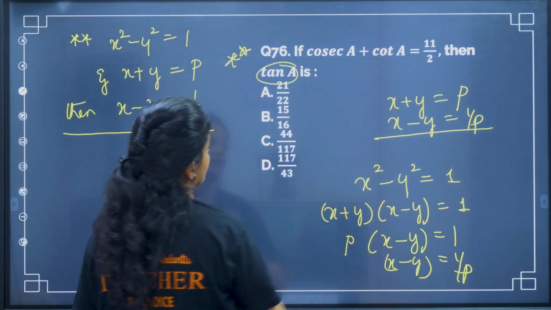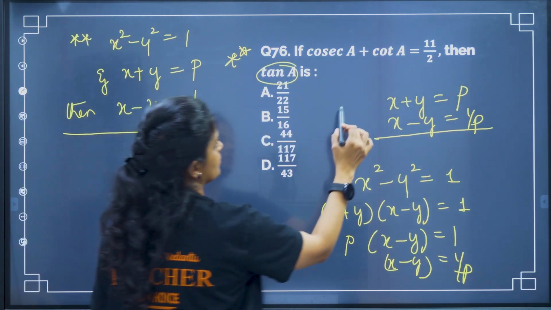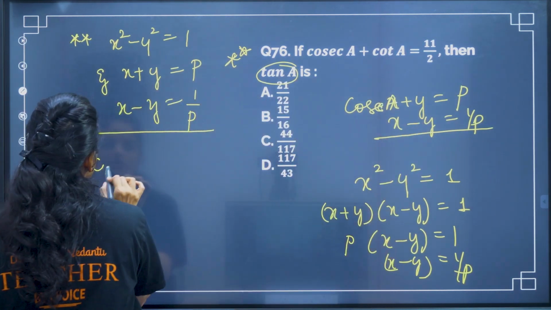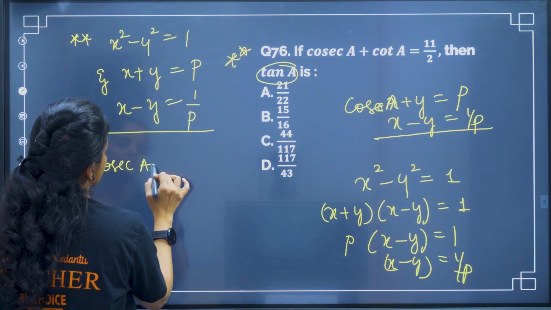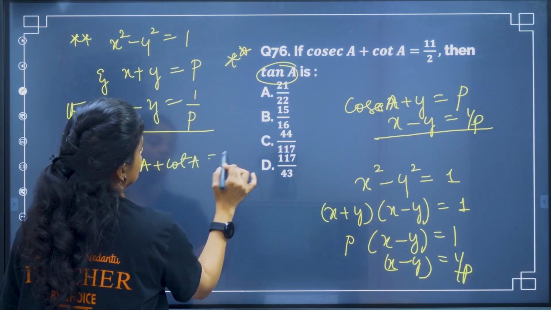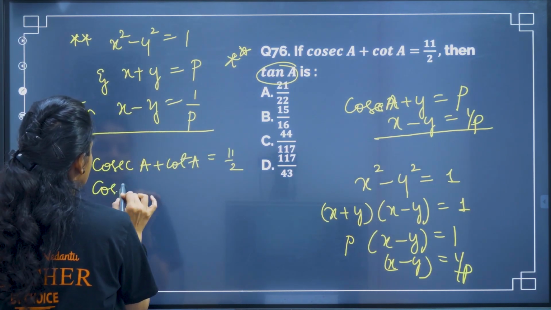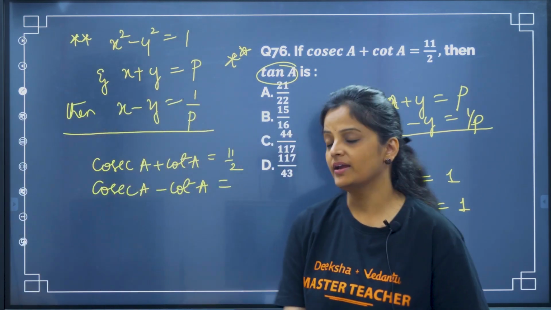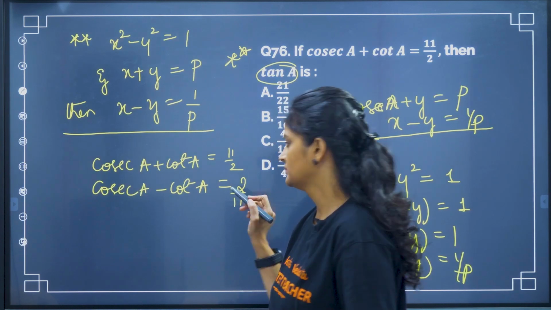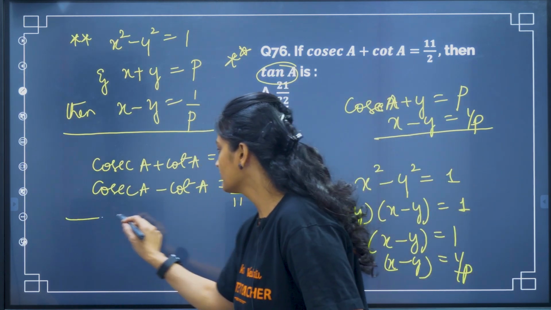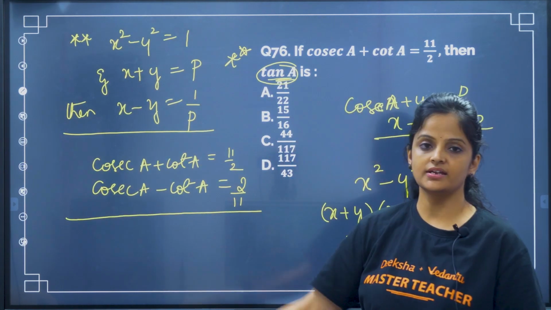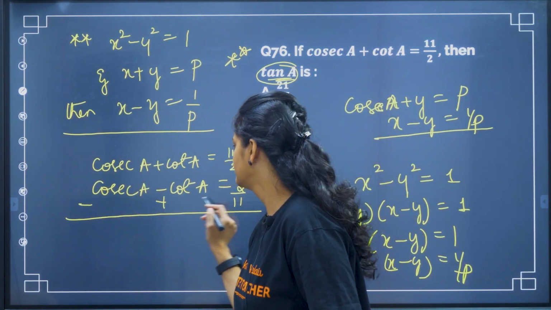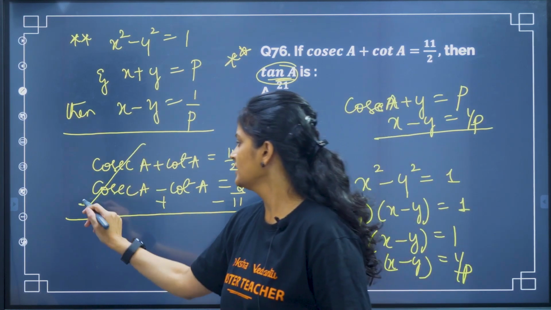On putting this value, now what happens? You see this. We need tan here. So on taking that, I have here cosecant a + cot a given as 11 by 2. I will directly write cosecant a - cot a as 2 by 11. Reciprocal. Don't forget this. Now you see what they are asking. Tan is asked. Do I need cosecant? No. So cancel it off.